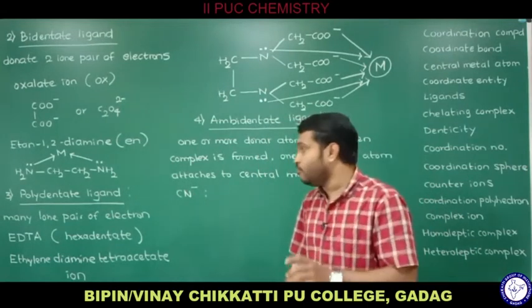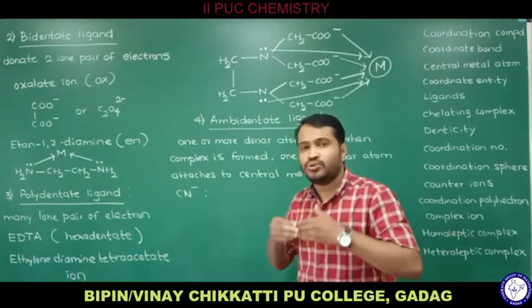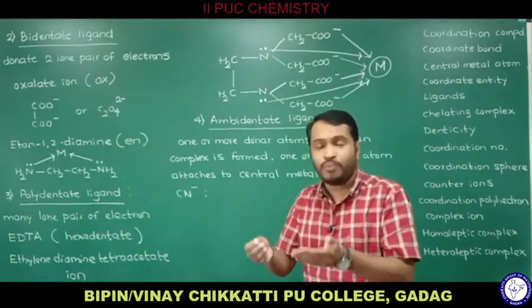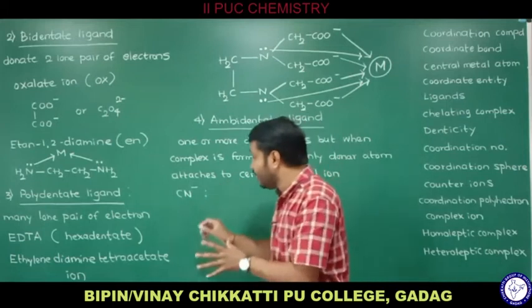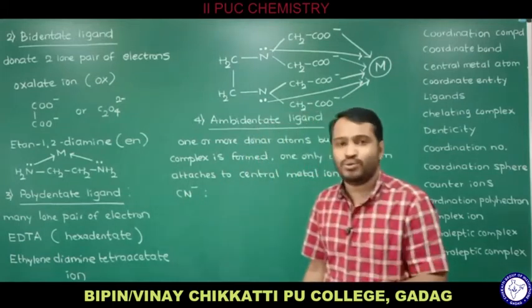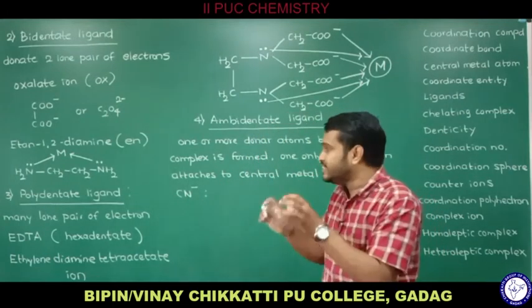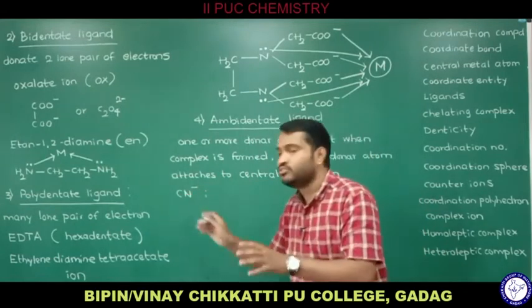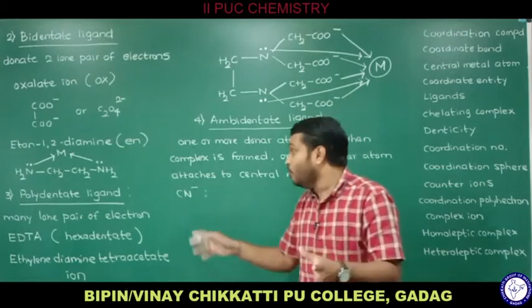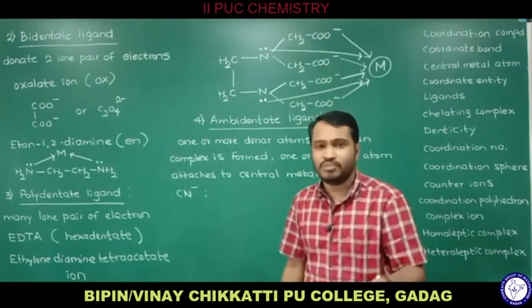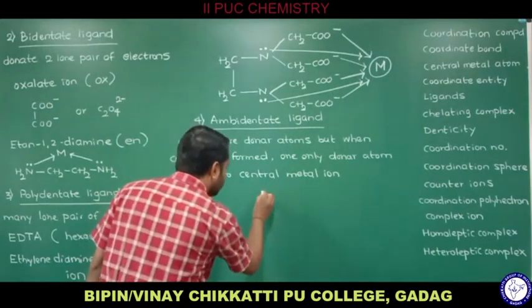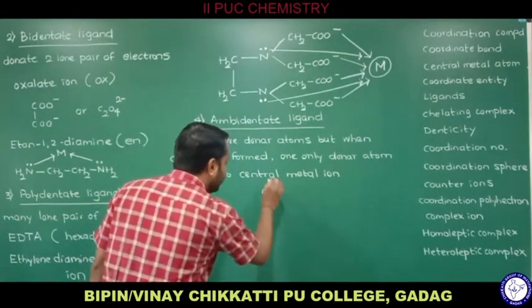Remember, in this example, carbon can also donate a lone pair of electrons, as well as nitrogen can also donate a lone pair of electrons. So in this particular ion, we have more than one donor atom. But remember, when CN minus is going to approach the central metal atom, both carbon and nitrogen are not attached. Out of these two, one donor atom is going to attach, and that we call an ambidentate ligand. So let me explain in this fashion. CN minus we have.